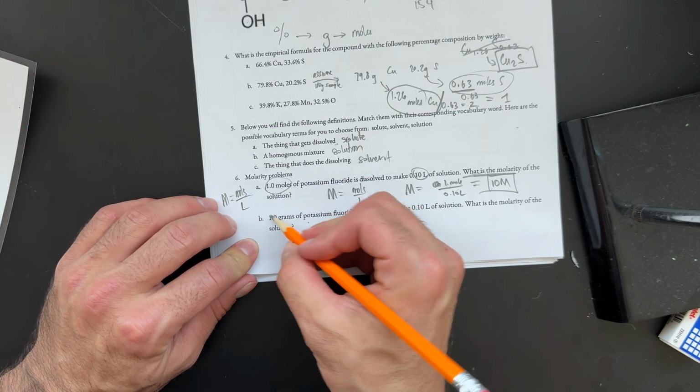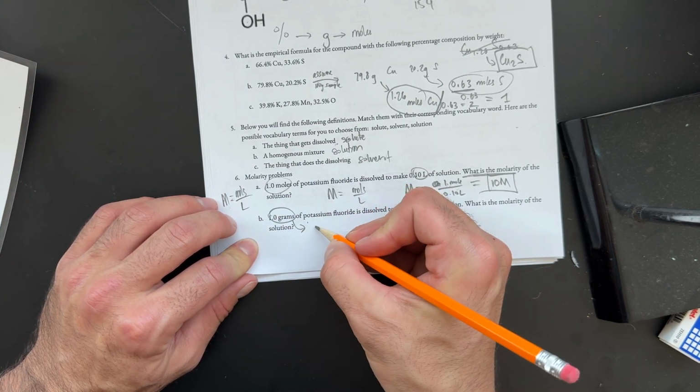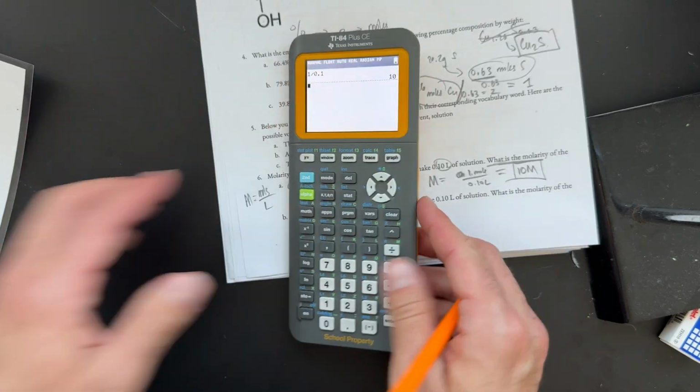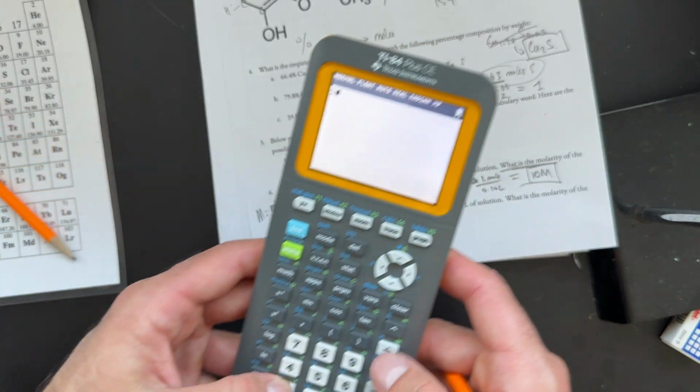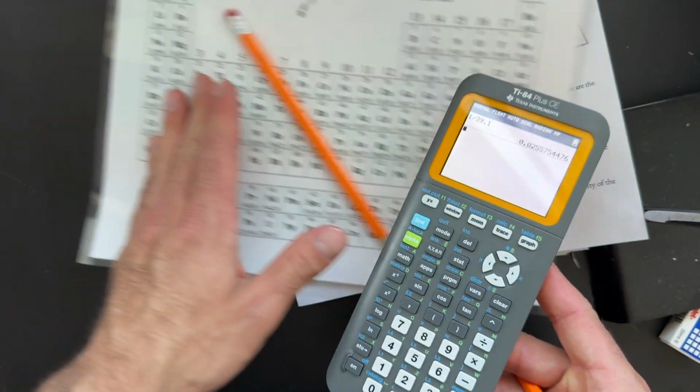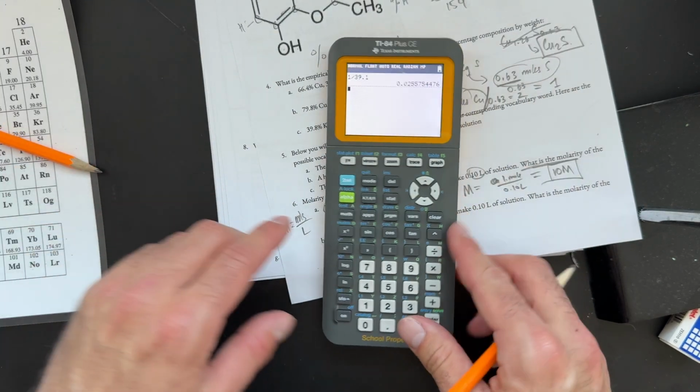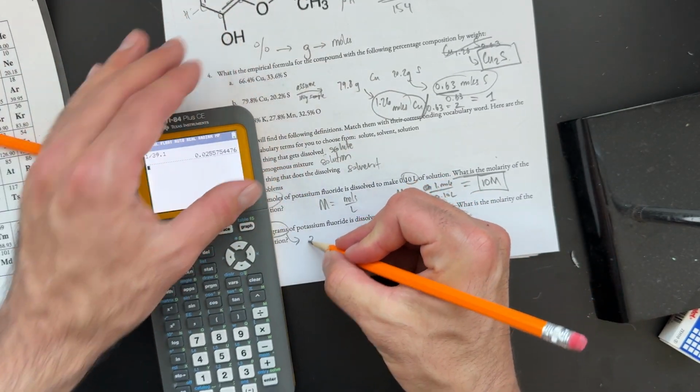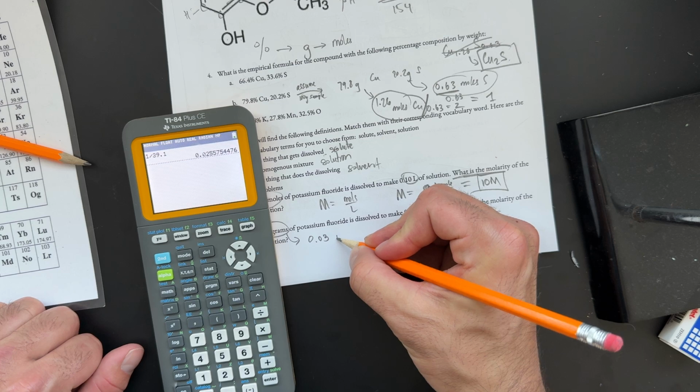Now, B gives you it in grams, and you have to turn it into moles. 1 gram of potassium is going to be equal to 1 divided by 39.1, because that's the molar mass. It's going to be 0.03. So that's 0.03 moles.